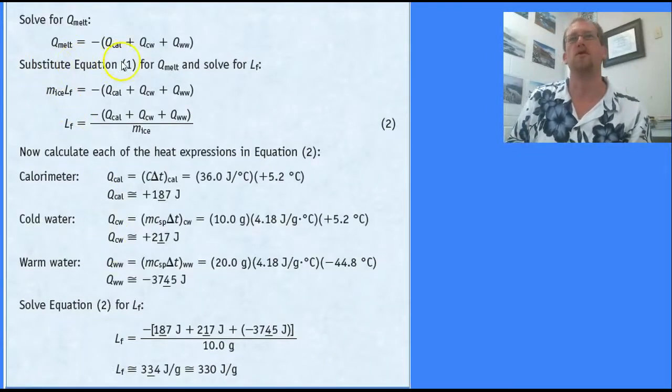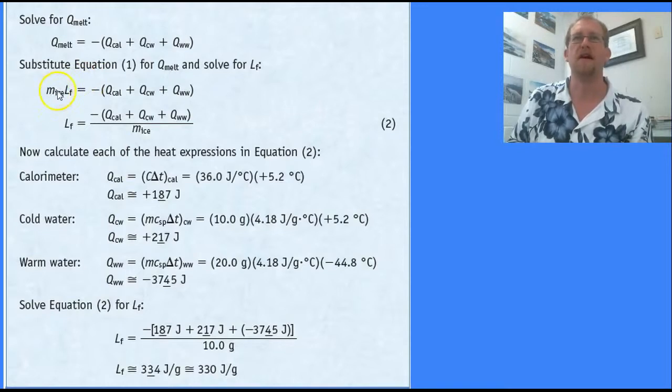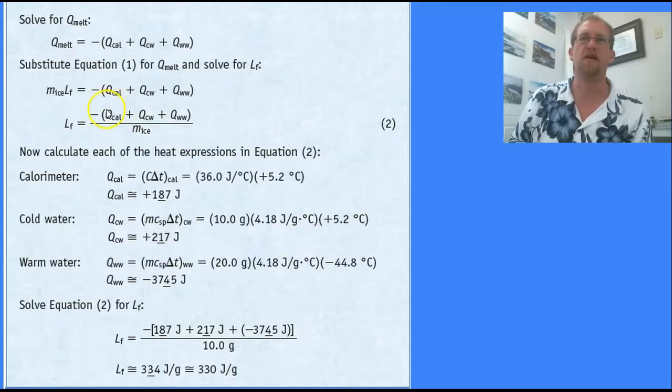Okay. Substitute equation 1 for Q melt and solve. So Q melt was also the mass of ice times the latent heat of fusion. So mass of the ice times the latent heat of fusion equals now this. We've just substituted 2 equations that had the same term. Now I can divide by the mass of the ice, and I get this. Latent heat of fusion is the negative of the sum of the thermal energy change in the calorimeter, thermal energy change in the cold water, thermal energy change in the warm water, divided by the mass of the ice.